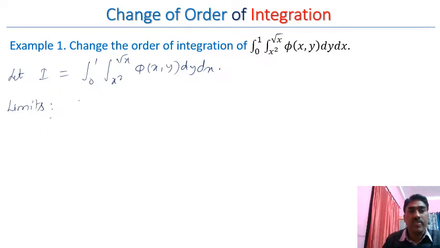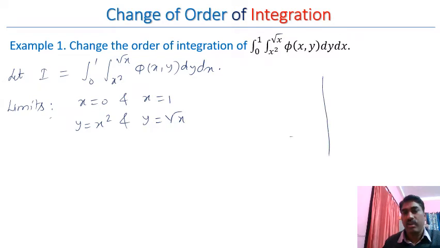Limits are x is equal to 0 and x is equal to 1. Then y is equal to x square and y is equal to root x. So now draw the plot. So this is the x-axis, this is the y-axis. The region is bounded between x is equal to 0 and x is equal to 1.